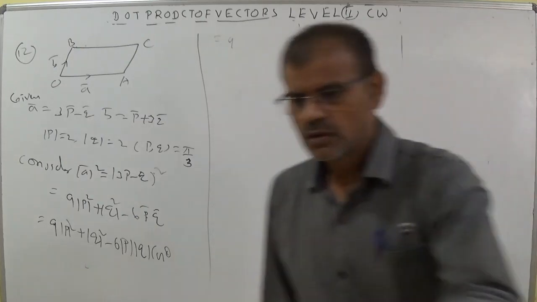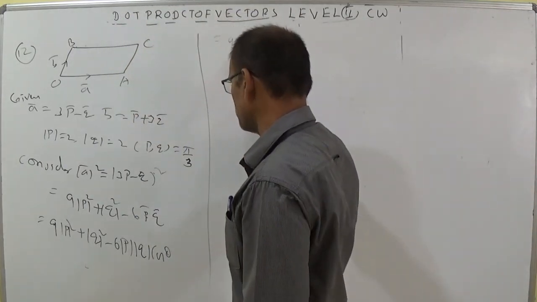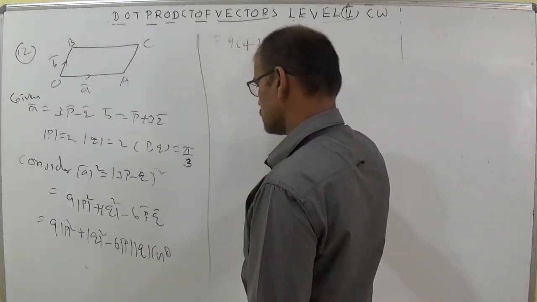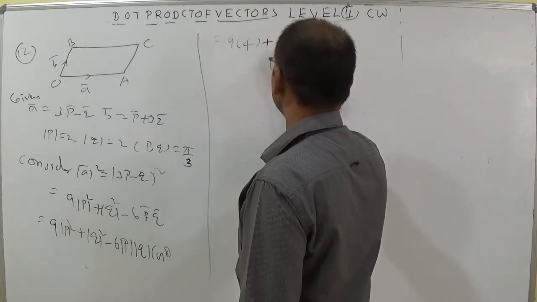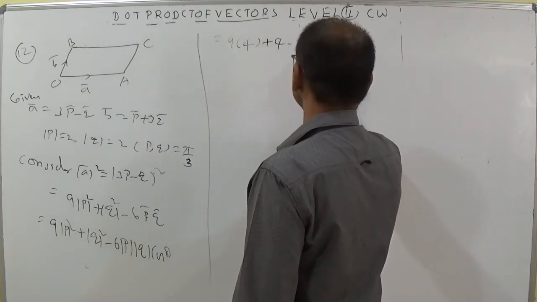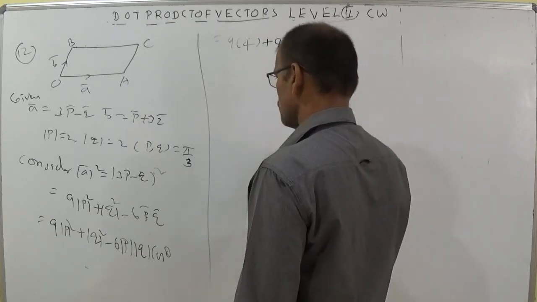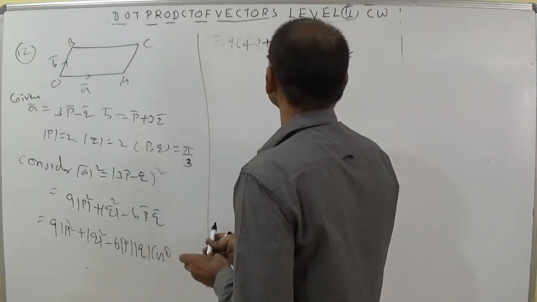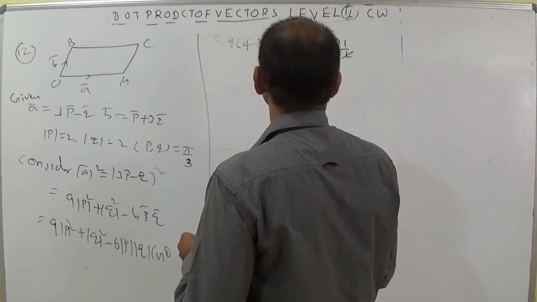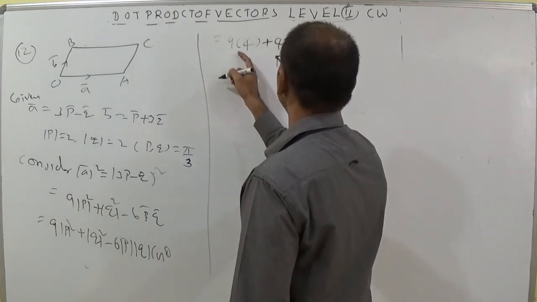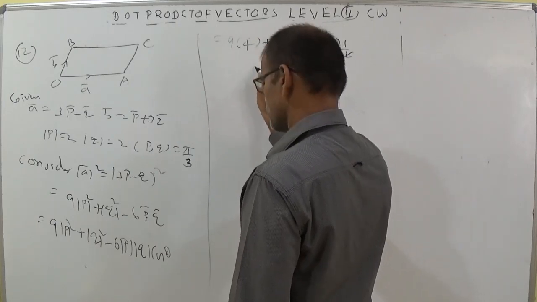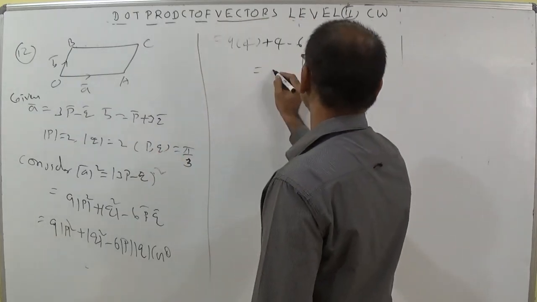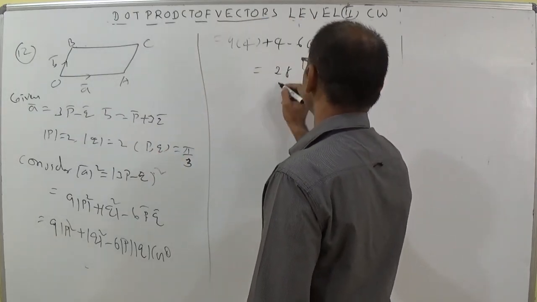P is equal to, if the vector P he given, 9 into 2 square, 4. 9 into 2 square plus what is the value of Q? Q, it is also 4. Minus 6 into 2 into 2 into cos 60, value 1 by 2. 2 got cancelled. This is 9 fours are 36. 36 plus 4, 40. 40 minus 12, 28.